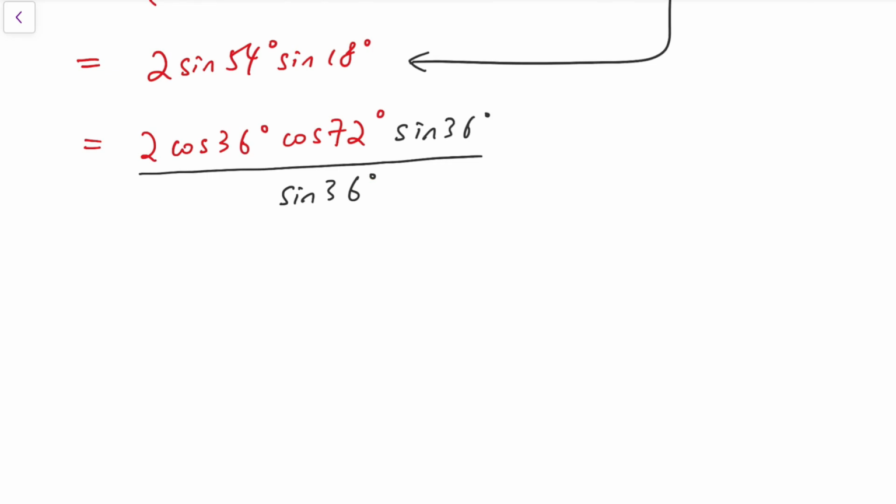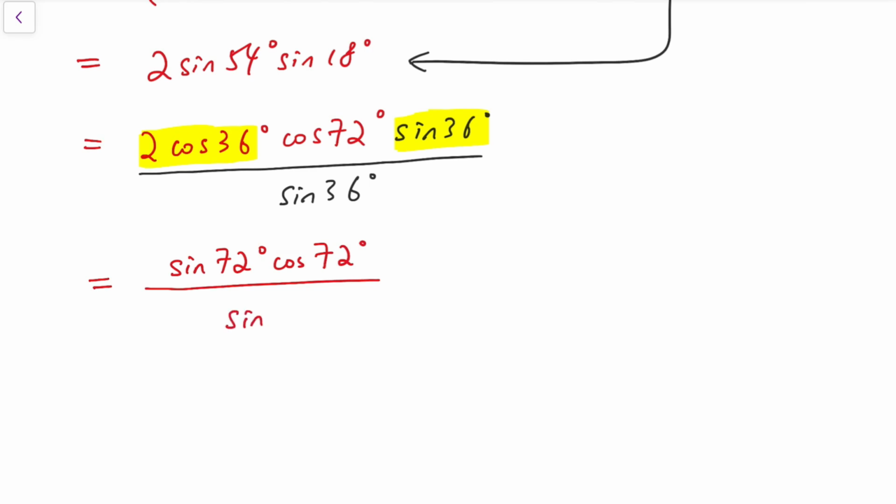The reason that I do this is that the terms highlighted in yellow can be put together with the double angle formula for sine. And so we get sine of double of 36 degrees, and that's 72 degrees, times cosine 72 degrees, all divided by sine 36 degrees.